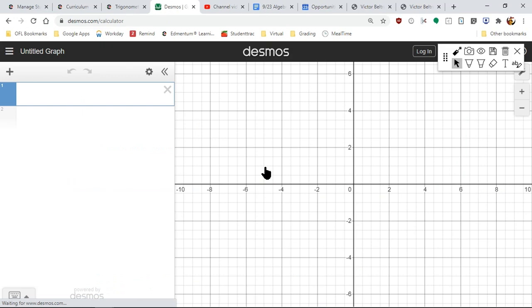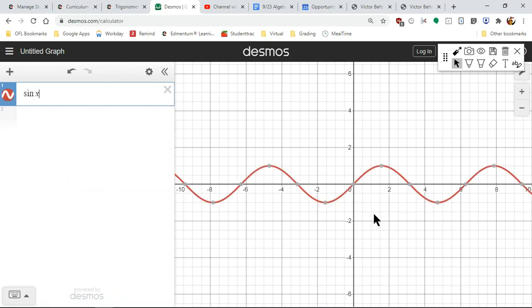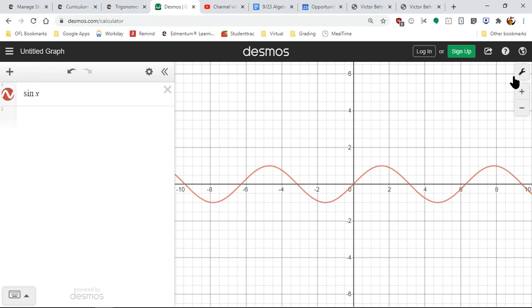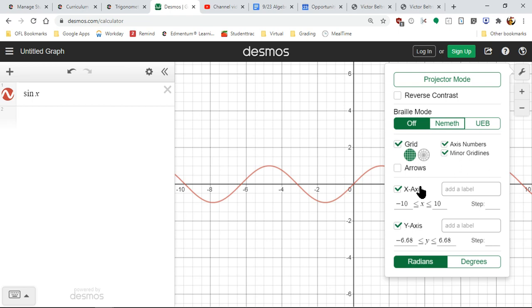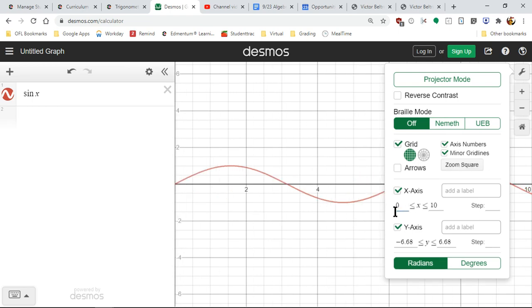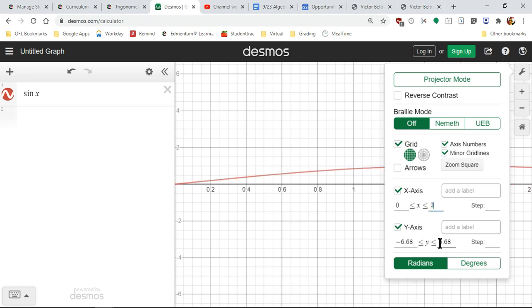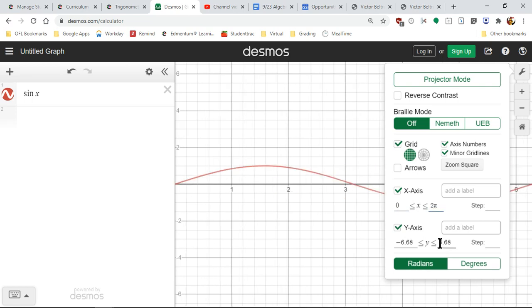And I'll show you how to use the tools too. So let's say I'm doing sine of x. This is going to keep repeating. The way you would change this is you would go to this little wrench. And if you want to change your x-axis, you're going to go here to x-axis. Boom. And if I want to do this, I believe this should work.